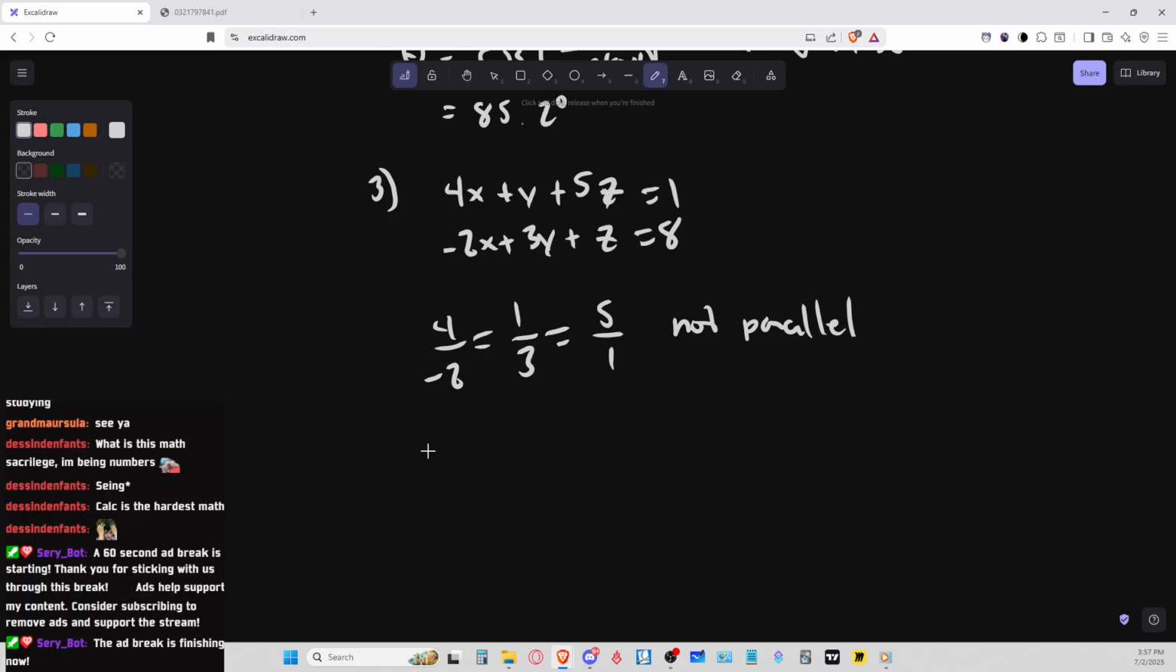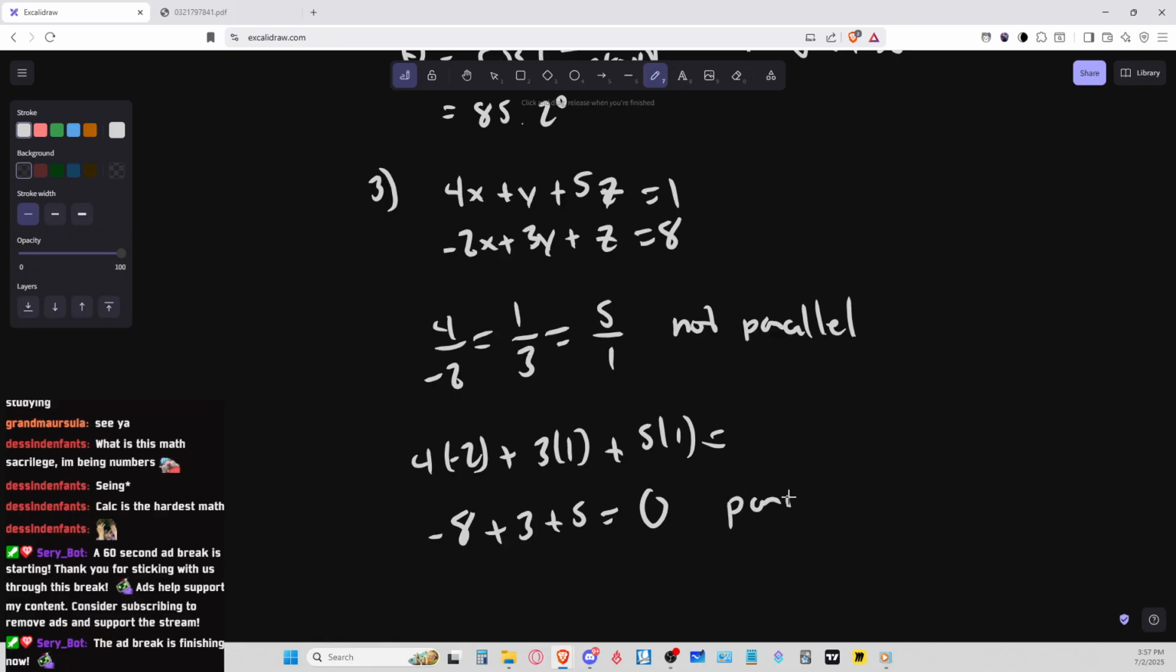So now let's do the cross product. Plus 5. That leaves us with 8. Negative 8. Plus 3 plus 5. That leaves us with 0. So they are perpendicular.